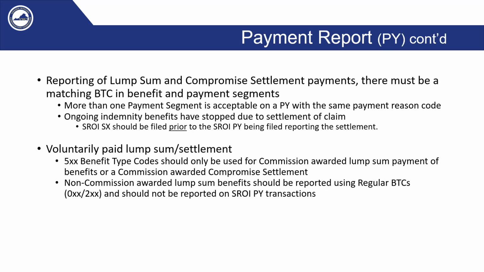When reporting a lump sum or compromised settlement payment, there must be a matching benefit type code in the benefit and payment segments. It is acceptable to have more than one payment segment with the same payment reason code, and if indemnity is being paid and has stopped due to the settlement of the claim, a SHRAE-X must be filed prior to the filing of the SHRAE-PY to report the settlement.